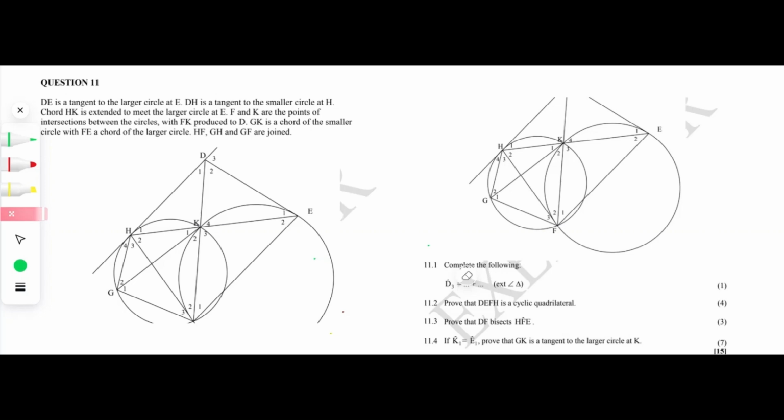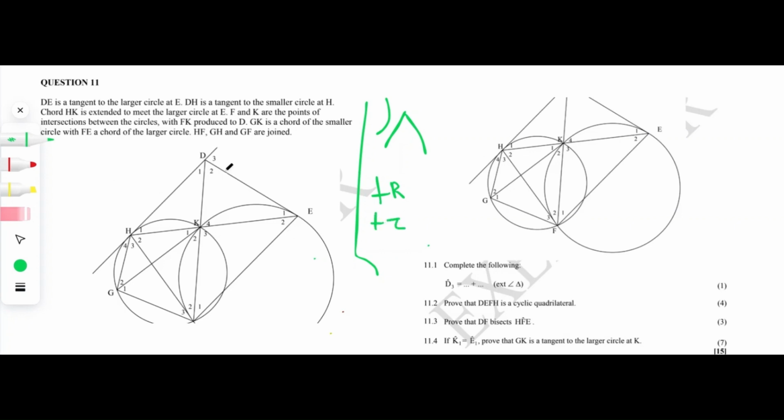So question 11: DE is a tangent to the larger circle at E, DH is a tangent to the smaller circle at H. And so we can clearly see that they've mentioned tangents. We have two tangents, DE and DH. The minute you see any mention of tangents, you need to create a list. On this list, there are going to be options of the different theorems that are related to tangents. The very first theorem will be tangents from the same point, tangent perpendicular to radius, and tan-chord theorem.